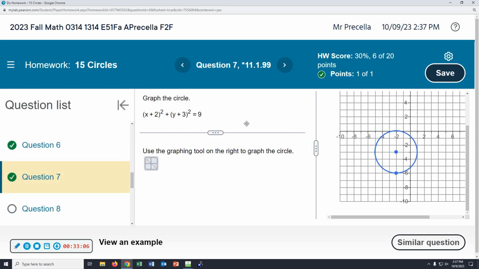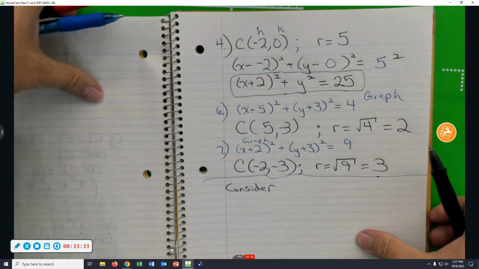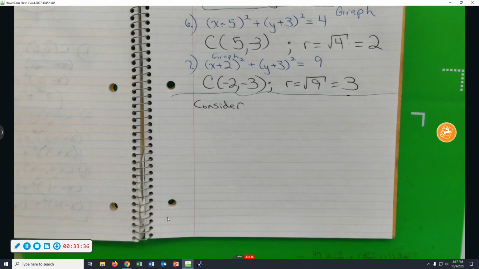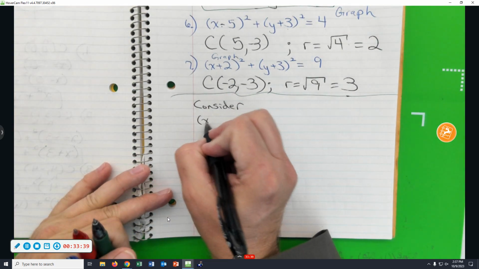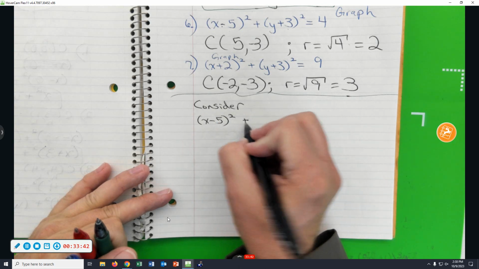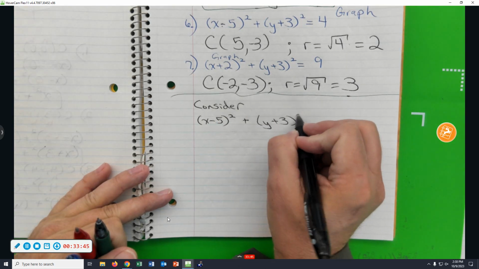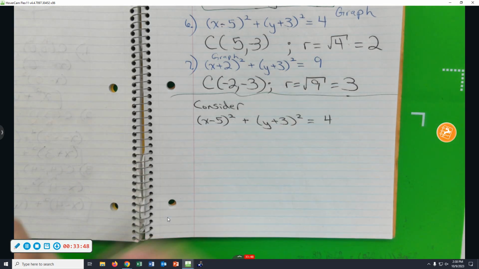As long as the equation is written in center radius form, it's easy to determine the center and the radius. I think I'll work with number 6. I want to consider this equation. It was x minus 5 quantity squared plus y plus 3 quantity squared is equal to 4.